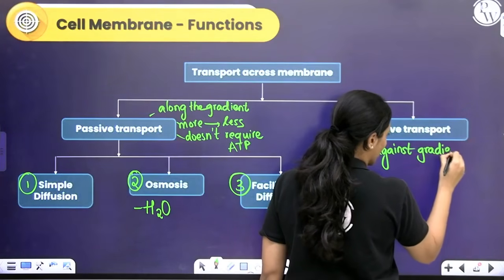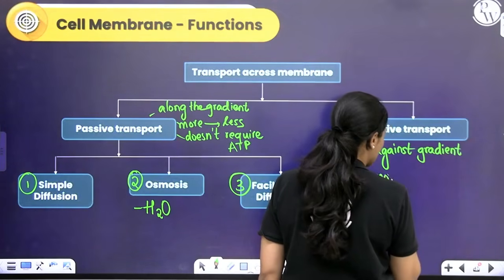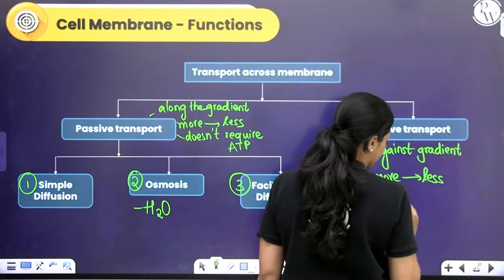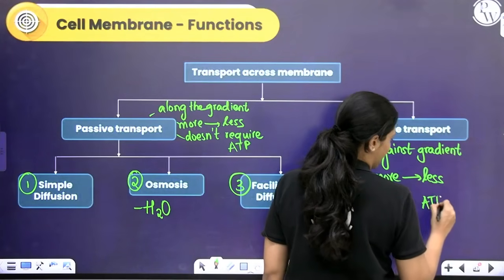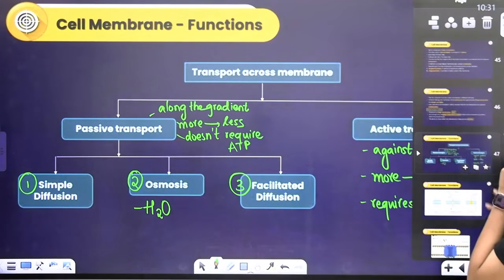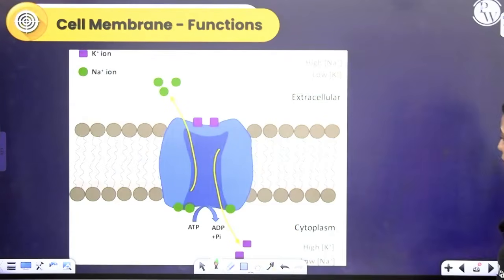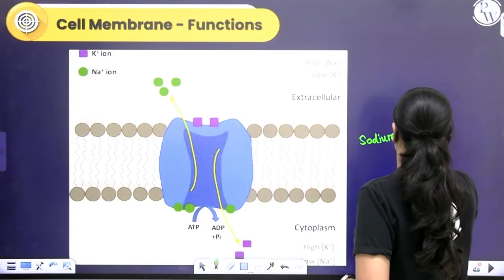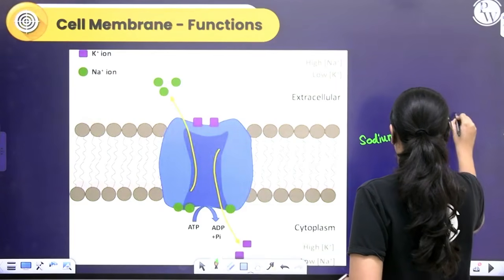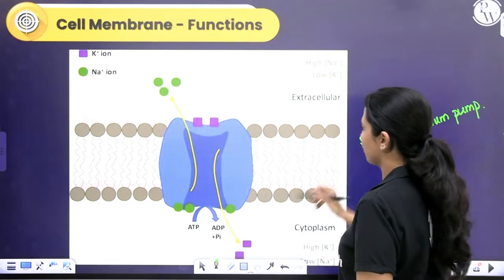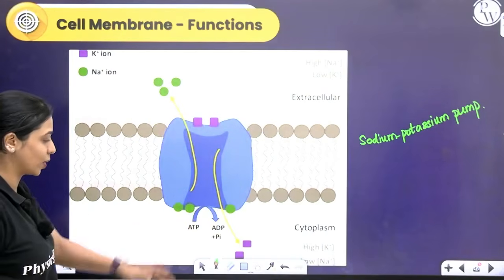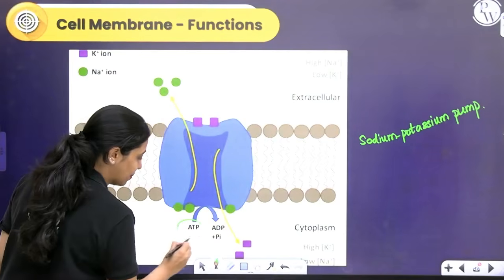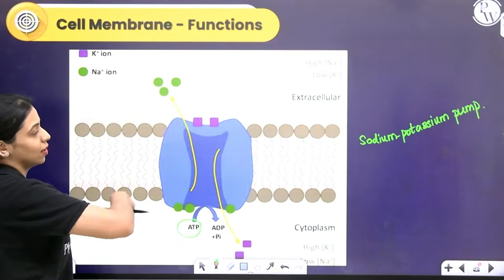Movement happens from a region where there is already more of that substance to a region where its concentration is less, and this 100% requires ATP because it has to be pumped, it has to be against the gradient, right? One example for that given in your textbook is your sodium potassium pump. This is a type of protein present in the surface, within the plasma membranes, as you can see here. Here, against the concentration gradient, ATP is utilized and molecules are transported.